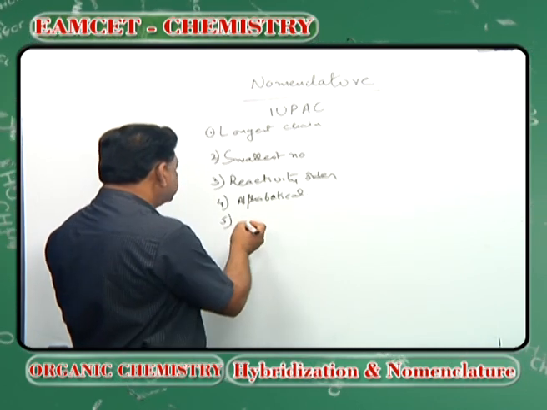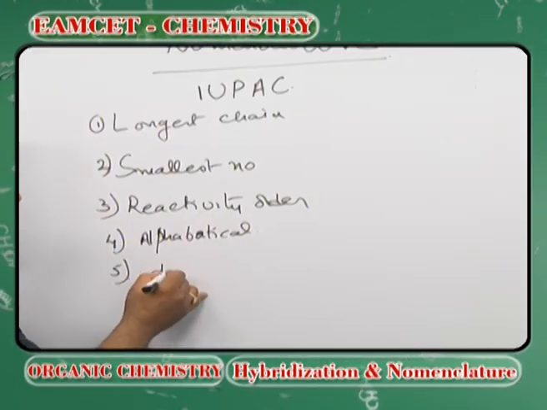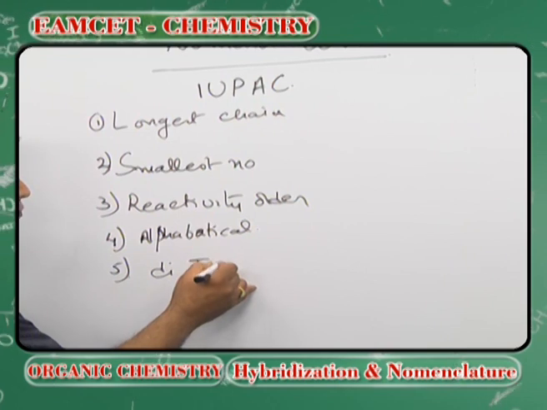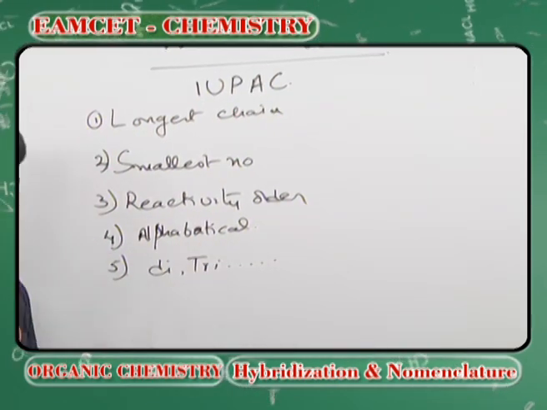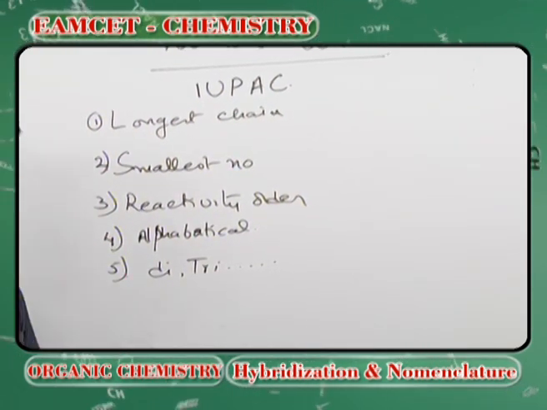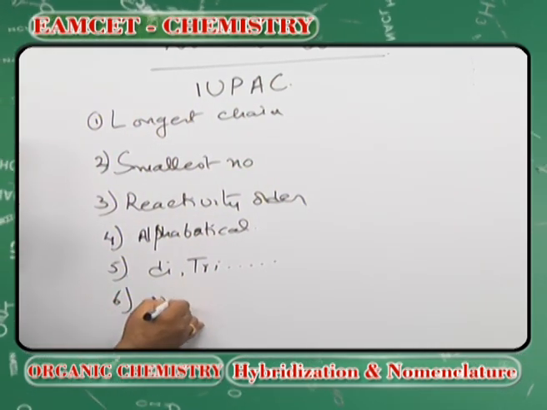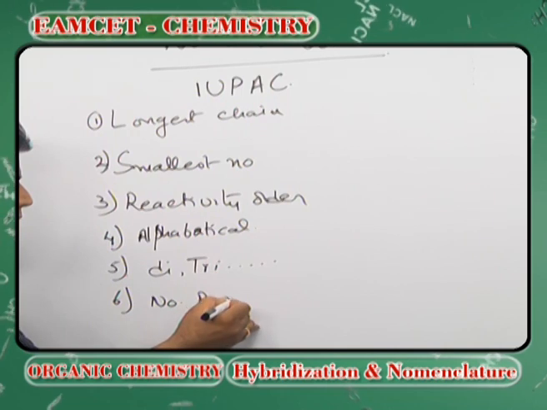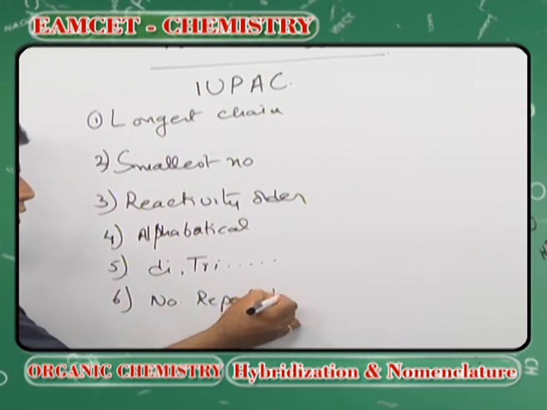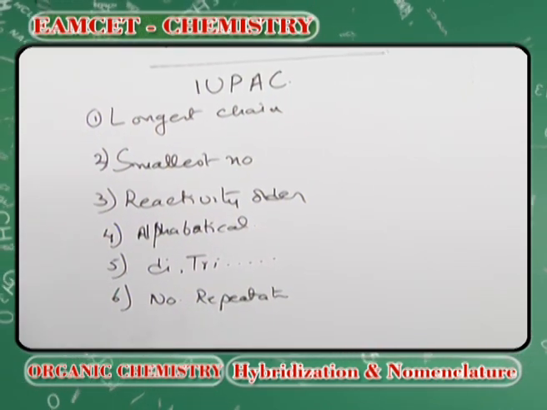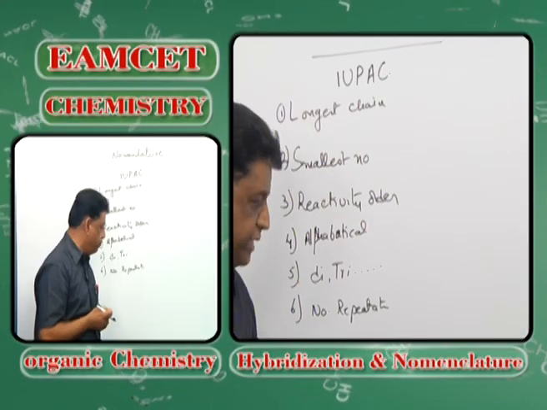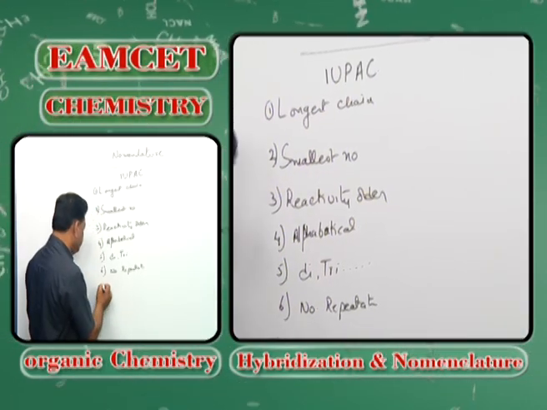Then, when more of the similar groups are there, you can use di, tri, tetra and so on. Instead of saying methyl, you can say dimethyl. Number repetition: when two groups are attached to the same carbon, you have to say 2,2-dimethyl instead of 2-methyl.